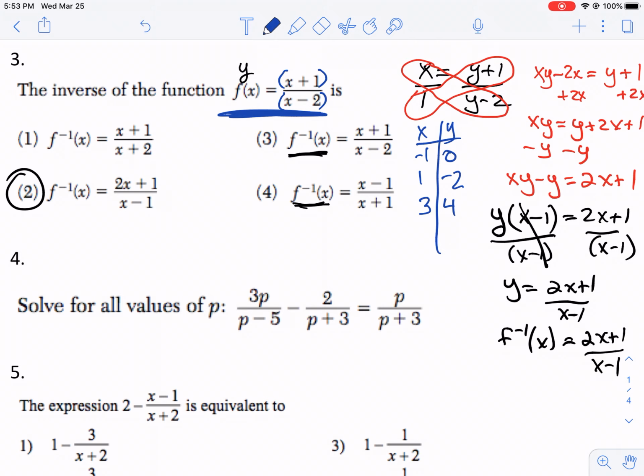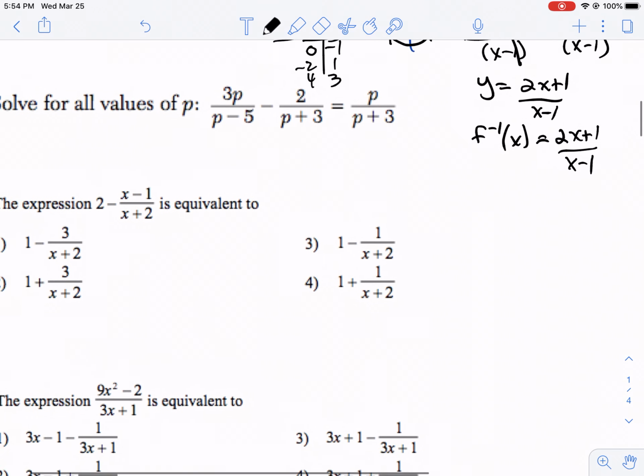Now I also know that the inverse switches the x's and the y's. So what I'm going to do now is type in each one of my answer choices and see which one of those produce a 0 with a -1, a -2 with a 1, and a 4 with a 3, because the inverse has to switch the x and the y values. And if you type in choice number 2, you will see that these values appear in the table where they don't for the other choices. So that is a backdoor approach to finding the inverse.